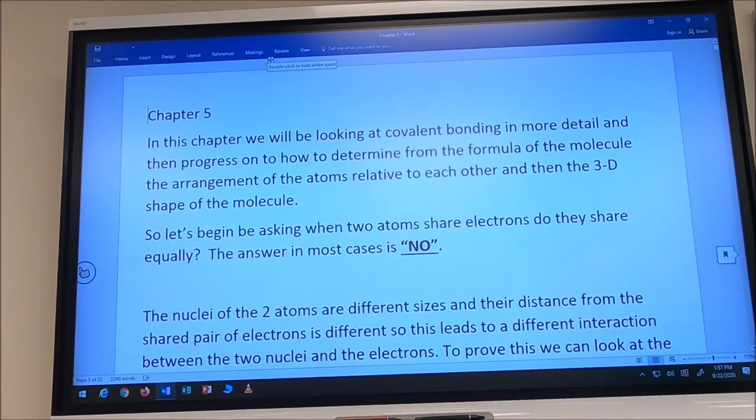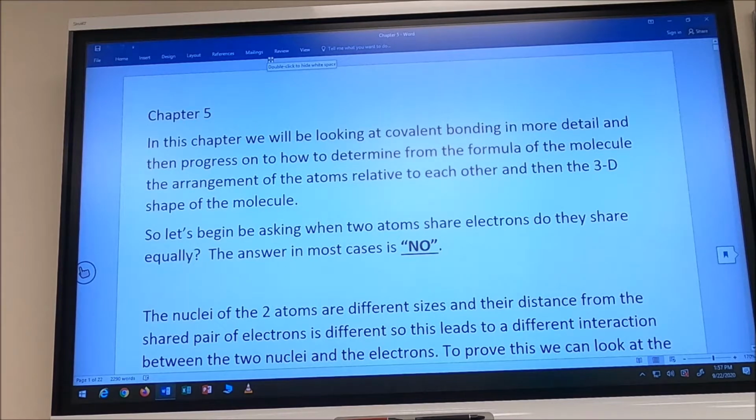And we're going to be looking at covalent compounds in more detail, going from their formula to their molecular three-dimensional structure. And by looking at their three-dimensional structure, we're going to learn something about the behavior of that molecule, which tells us about the chemical properties and the physical properties of that compound.